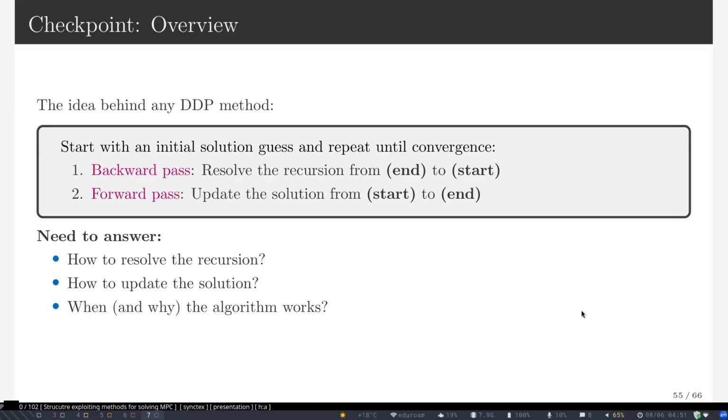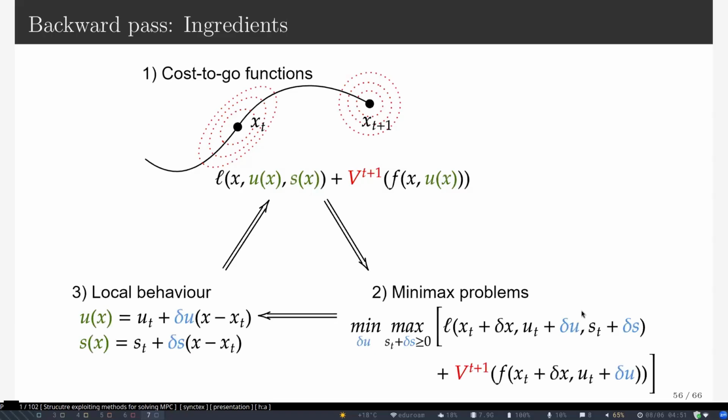So the idea behind any differential dynamic programming method, the first idea is that we have a recursion from end to start, and then we propagate information that we have from the beginning to the end. We have these basic questions we have to answer. How do we resolve the recursion? How do we update the solution? And when and why does the algorithm work? And when I say work, it should have the guarantee that we get a feasible solution and a locally optimal solution.